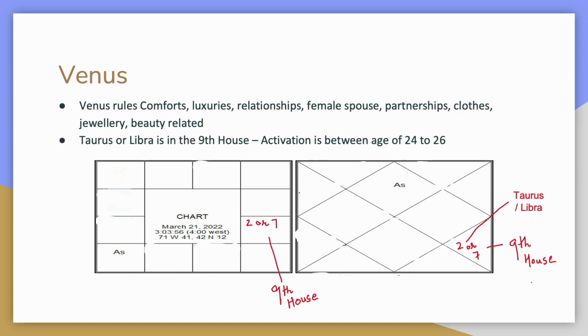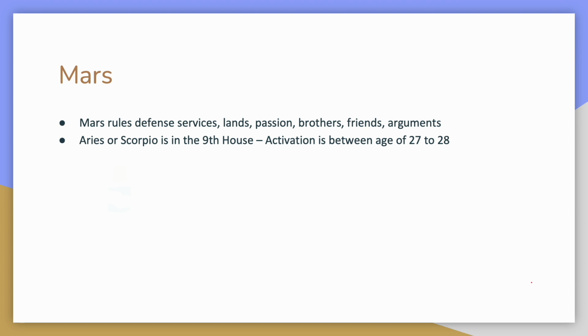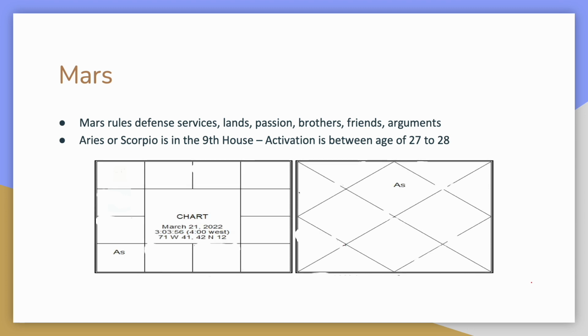This is how, for each planet, you will see if that planet has activated or not. The next planet we'll talk about is Mars. Mars gives its good results around the age of 27 to 28. In these 2 years, Mars will stop bothering you and start giving you good results. You might have heard that a Mangalic person should not get married till the age of 27 or 28.